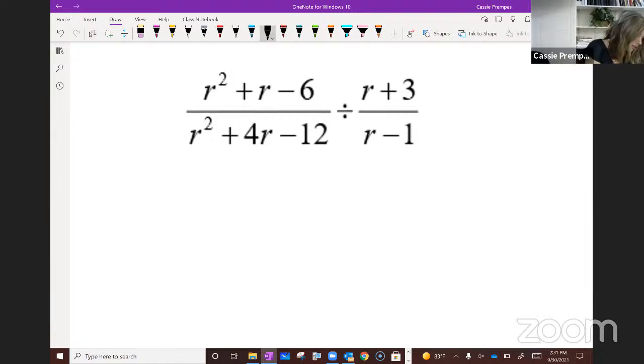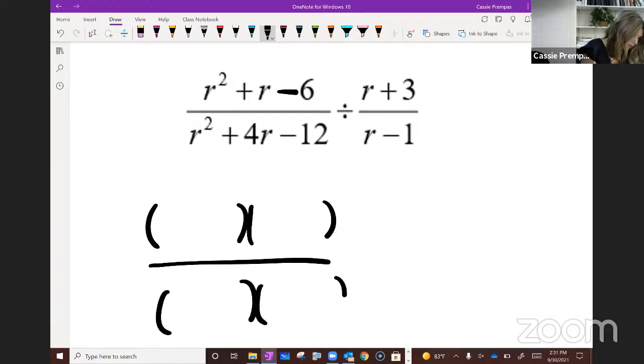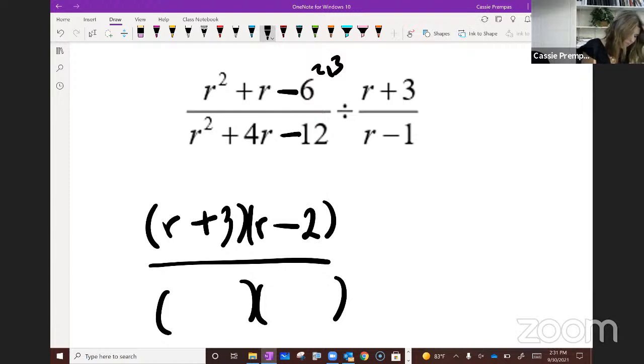Okay, Olivia, the last term is negative, so I'm going to go ahead and factor that down. The last term's negative, so I'm going to do different signs, plus and minus. R times R would give me R squared. 2 times 3 would give me 6, and I'll make the 3 positive and the 2 negative, so I'll add up to 1R. And then if I factor this bottom one, the last term's negative.